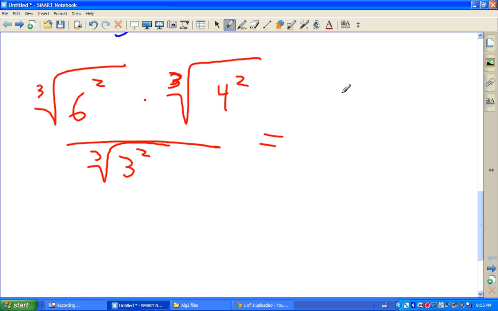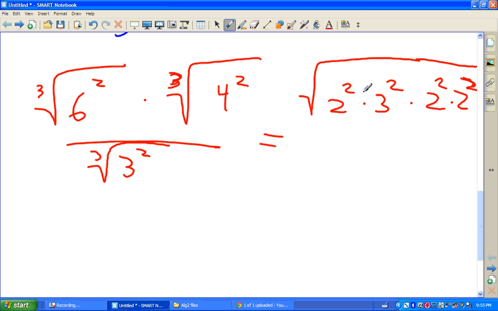That's going to be 6 squared is 36, which is really 9 times 4. So I can go 2 squared times 3 squared, right? All under the cube root. Oh, and there's another 4 squared. That's 2 squared twice. 2 squared and 2 squared. I hope you see where I'm getting all this.